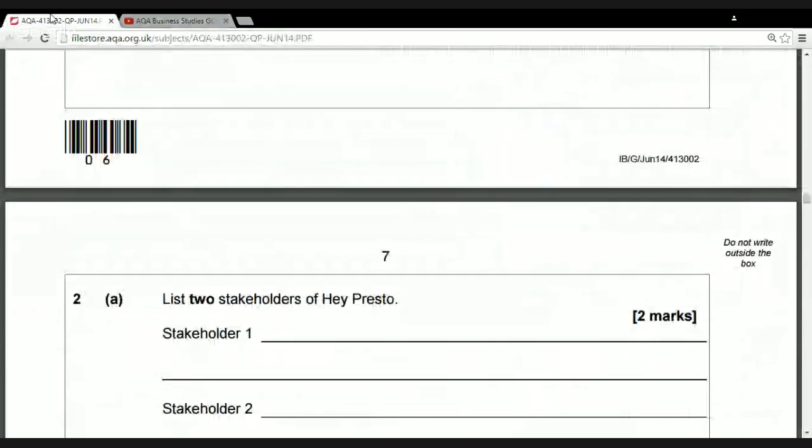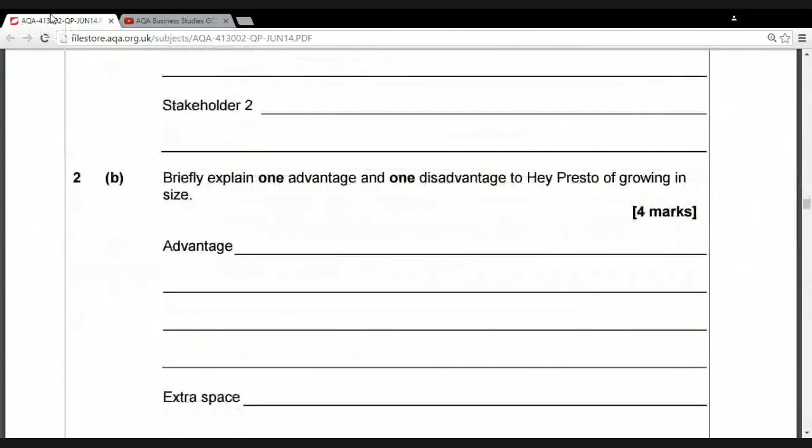The first question is very straightforward. List two stakeholders for Hey Presto. Obviously you need to make sure you understand the difference between a stakeholder and a shareholder. A stakeholder is someone who has any stake in the business. It could be the employees, the shareholders, managers, competitors, government, environment, local community, and creditors. You get 1 mark for each different stakeholder you mention. Pretty straightforward question.